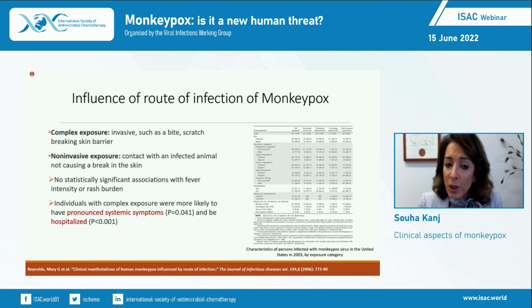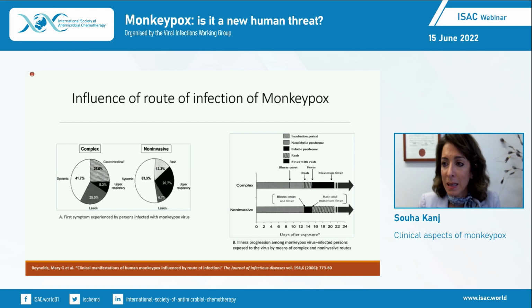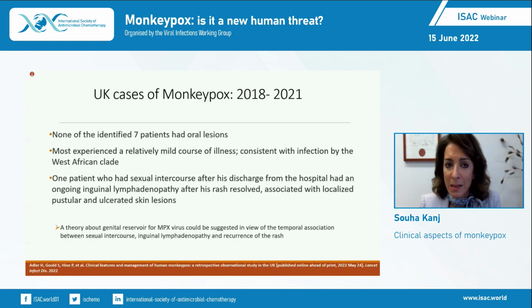However, individuals with complex exposure were more likely to have pronounced systemic symptoms and to be hospitalized, and this was statistically significant. And also, if we compare the presentation of the complex exposure to the non-invasive exposure, we see more gastrointestinal presentations in the complex versus more upper respiratory tract symptoms in the non-invasive. And as well, if we compare the incubation period, it tends to be longer in the non-invasive. The rash tends to be also longer duration as opposed to the patient with complex exposure.